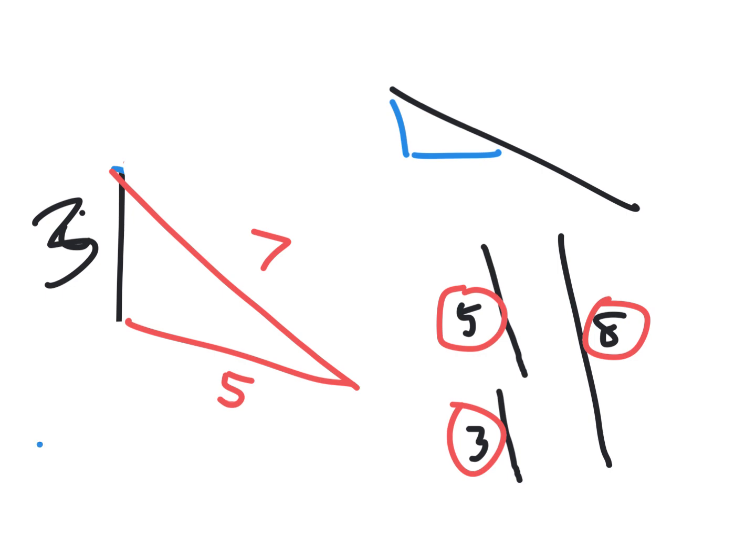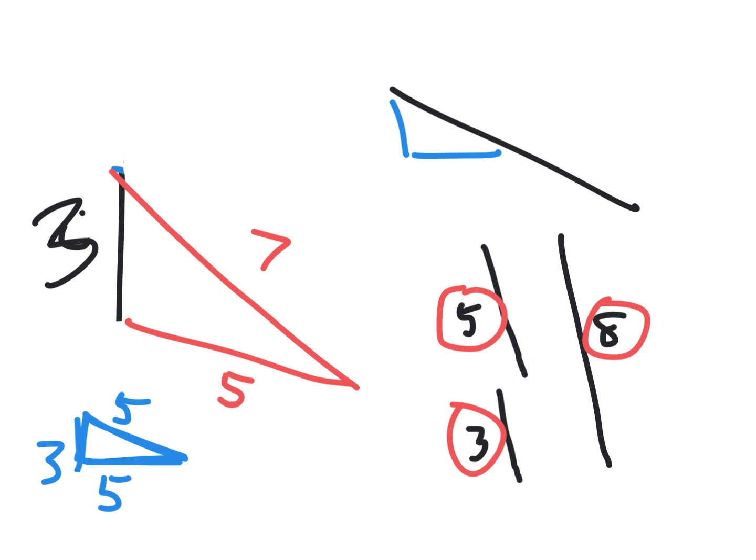Could I make a 3, 5, 5 triangle? This is 3, and this is 5, and this is 5. Could that work? A 3 and a 5 and a 5? Could I make a 3, 5, 5 triangle? Yeah, I could. All right.